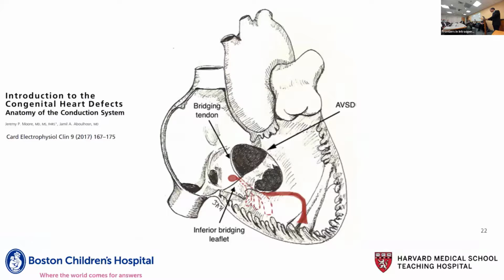Again, the same cartoon shown from his paper with the right atrium and right ventricle cut out. It shows the AV node in the triangle of Koch, and then the His bundle penetrating the membranous septum. The dark red line shows the right bundle, and the hash line on the other side of the ventricular septum is the left bundle.